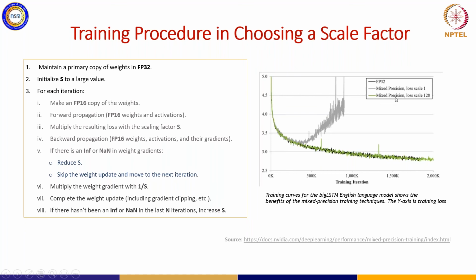When the mixed precision loss is scaled at 128, the green one, it gives the same result as if we were using FP32. So it was able to achieve the same result as FP32. However, they were able to use it to train larger models. It requires less memory, and we gain speed up as well.